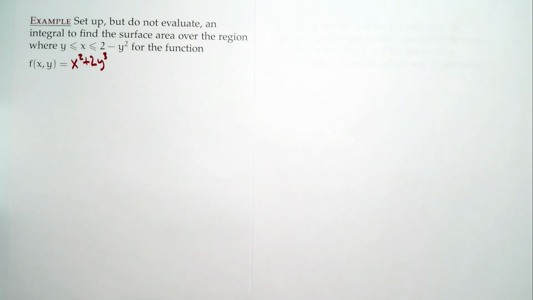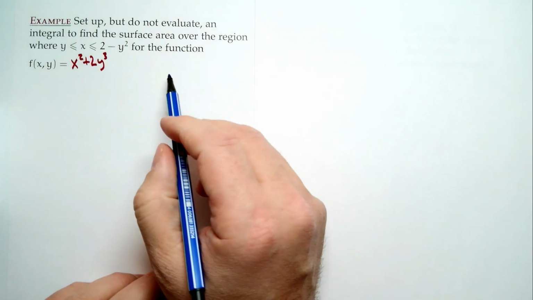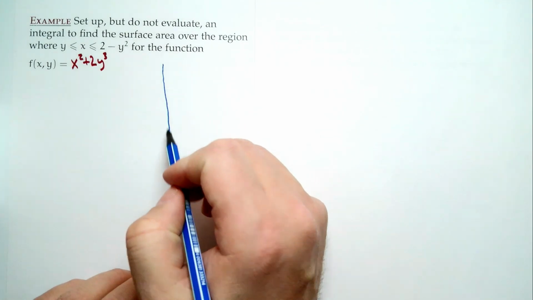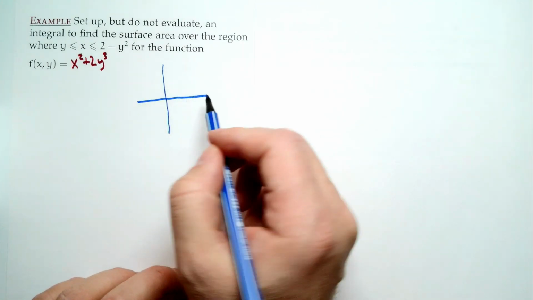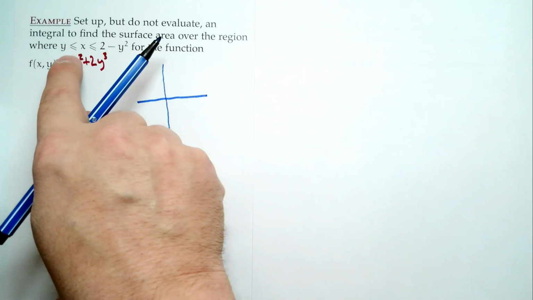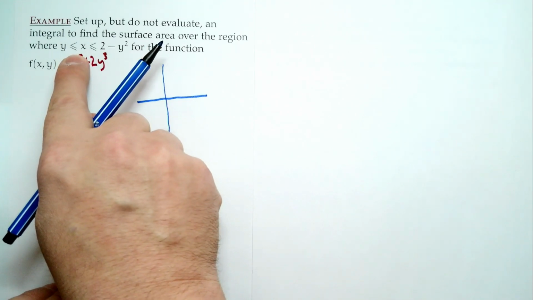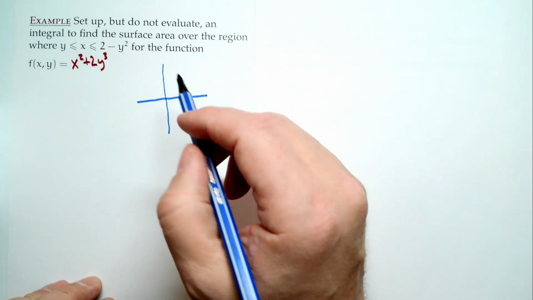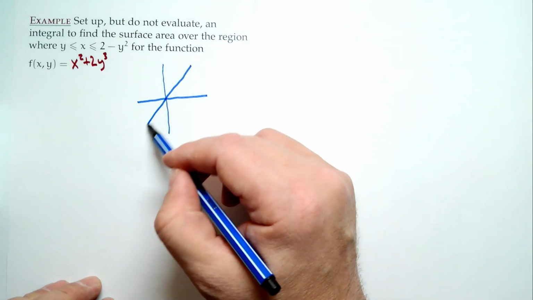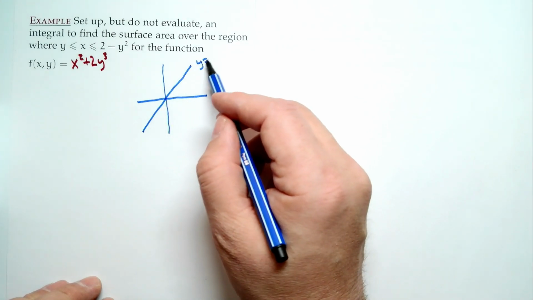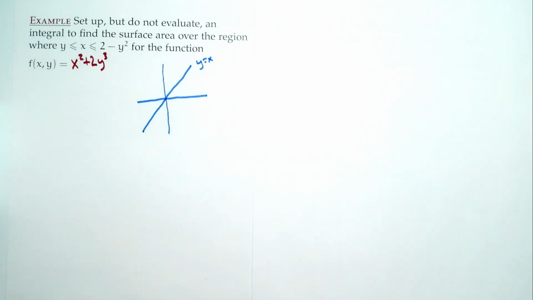And now, it's not so hard to really set up the problem. I think this problem, let's work on the bounds. What are our bounds? That's probably going to be the one that takes a little bit longer. Okay, so let's talk about our bounding curves. Y equals x. That's not so bad. That looks like y equals x. So this is not a three-dimensional picture. This is just the xy plane. I'm trying to get a handle on my bounds.